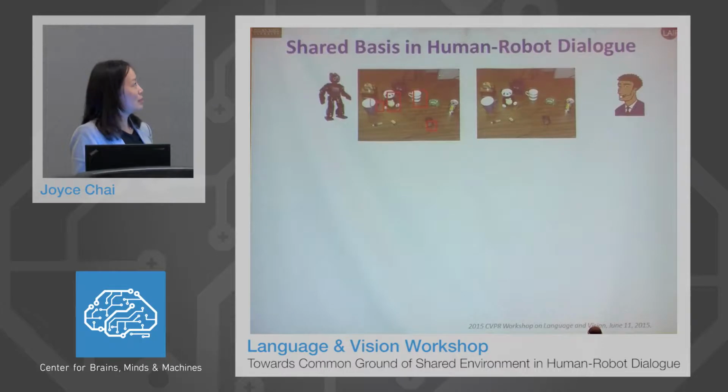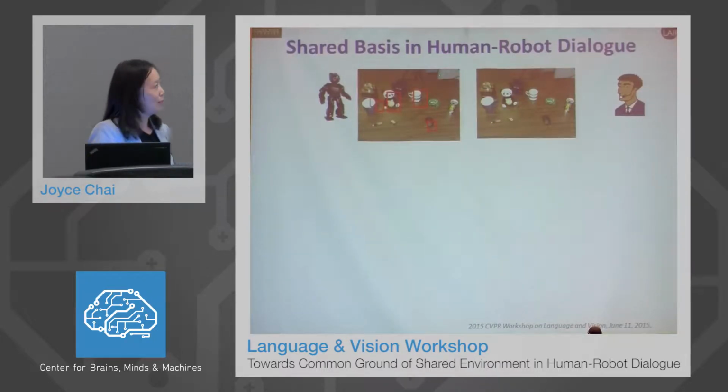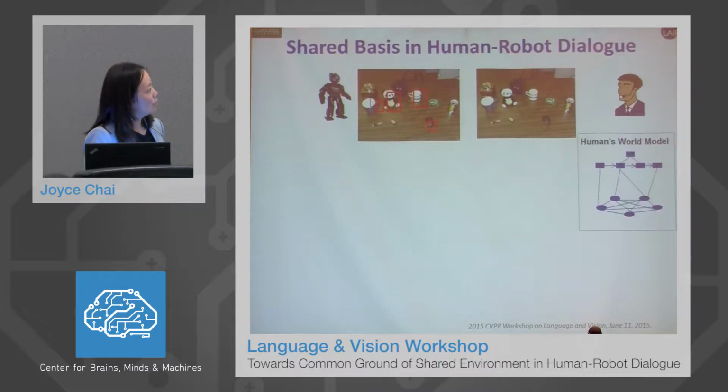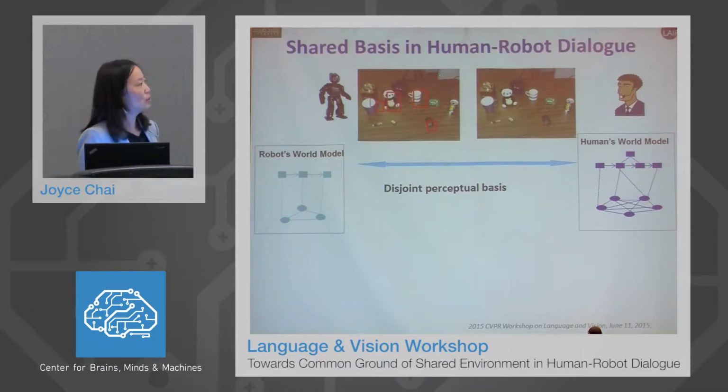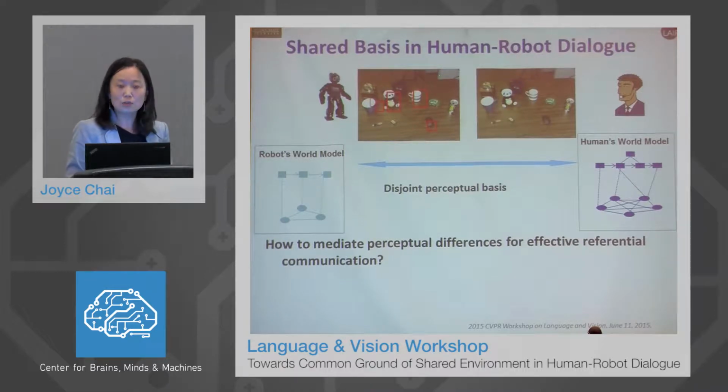So let's take a look at what happens in human-robot dialogue. Suppose the humans and the robots are co-present in a shared physical world, in front of a table with many objects. A human has perfect perception, so the human's representation of this world is enriched. A robot may only be able to recognize a few of these objects, so the robot's representation is impoverished. Although they're co-present in this physical world, they have mismatched representations of the shared environment. So what no longer holds is the joint perceptual basis, which will make communication between them extremely challenging. So one fundamental question is how to mediate perceptual differences for effective referential communication.